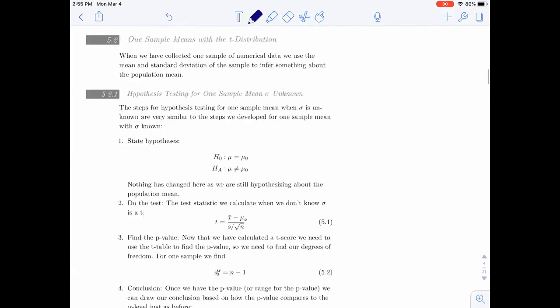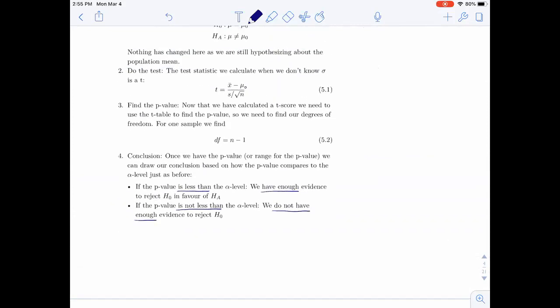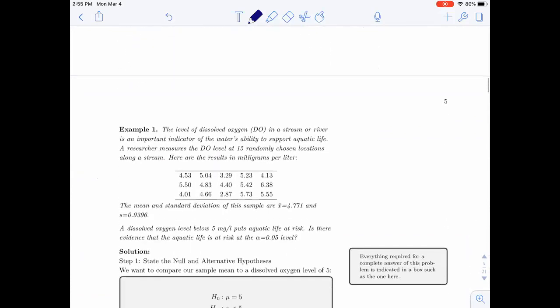See if I have any margin notes. Nope. Any questions before we do our example? All right, you got it.